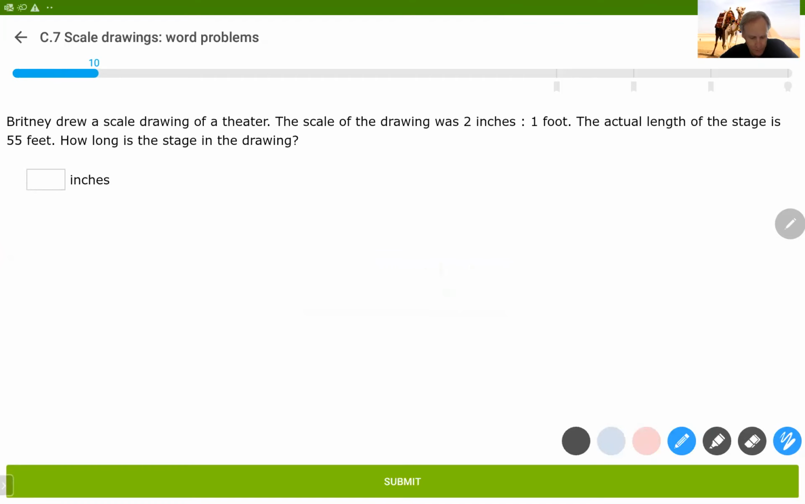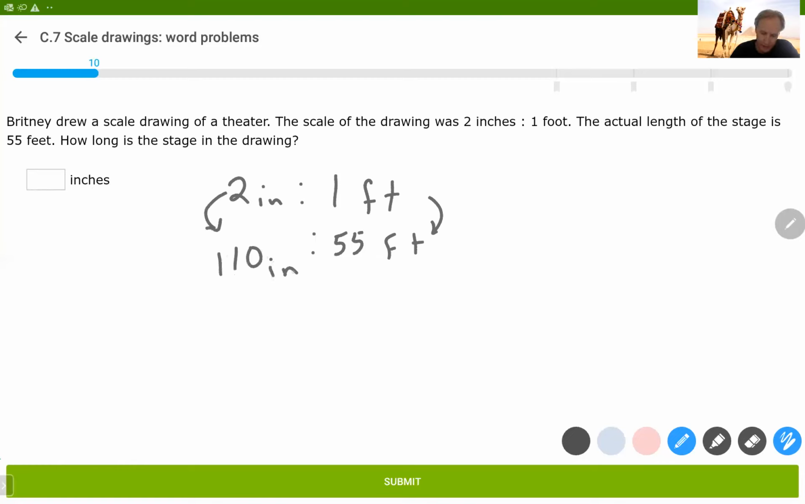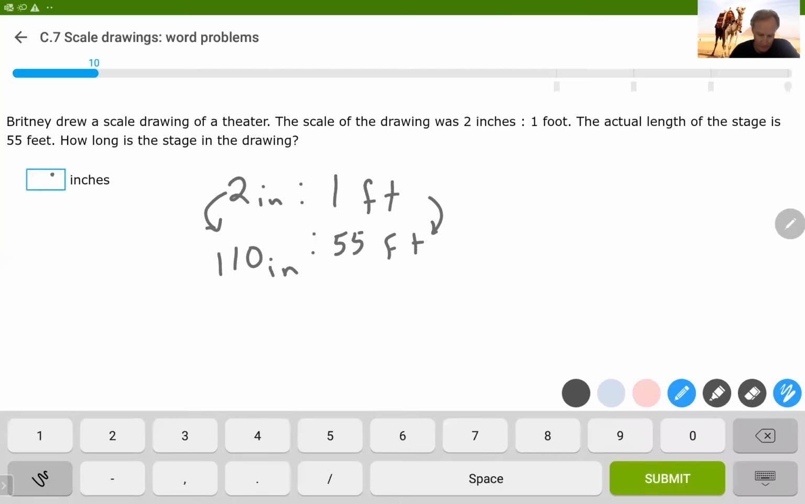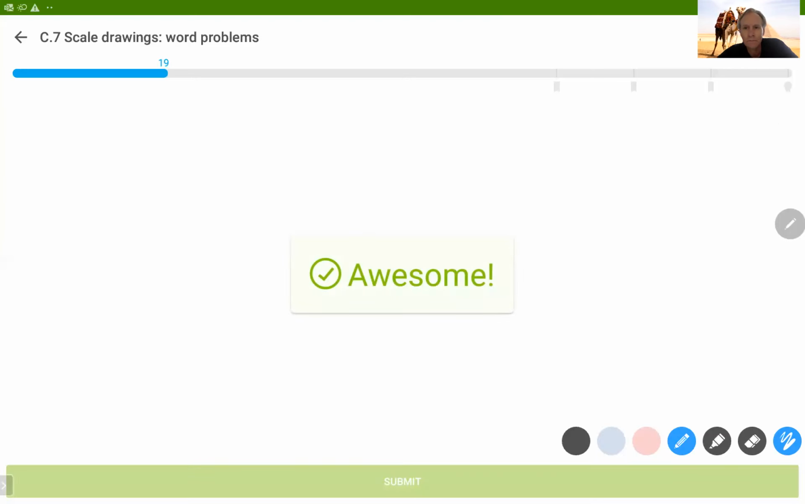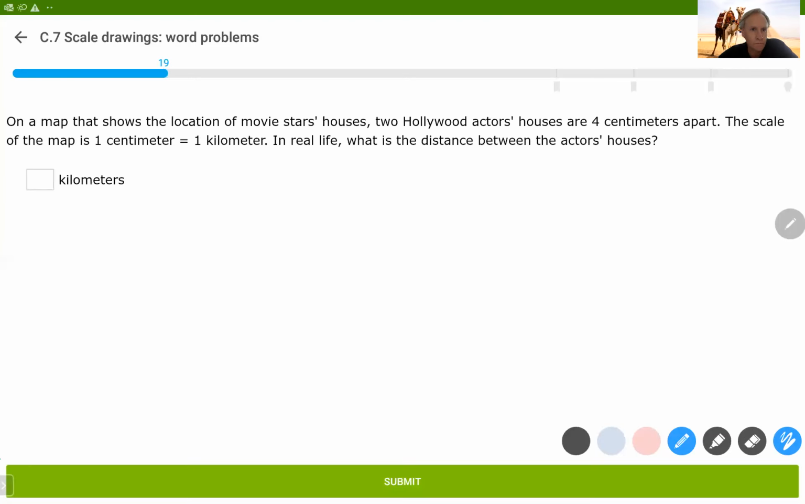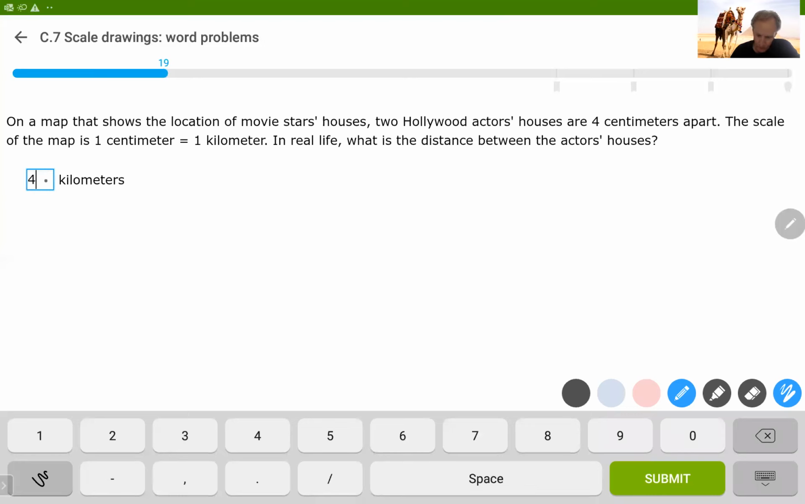This one is 2 to 1 foot. So we have 2 inches to 1 foot, and we're interested in 55 feet. So clearly we multiplied by 55. So in this case, we're going to multiply by 55 and get 110 inches. One centimeter is equal to 1 kilometer. So 4 centimeters is 4 kilometers, 1 to 1.